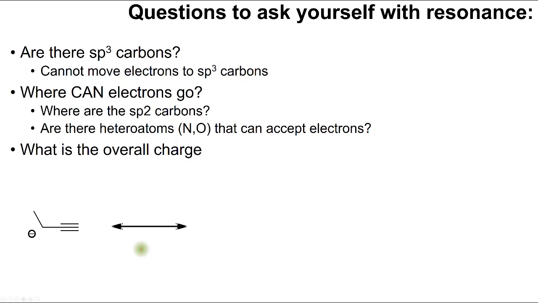All right, in this example, the sp3 carbon is this one right here on the end, so there's just one. My electrons can go on sp2 carbons, which is the carbon here. So that one is sp2. And that has an extra pair of electrons, which is why it's negative. And we can also put electrons in sp orbitals, or sp carbons, pi orbitals.